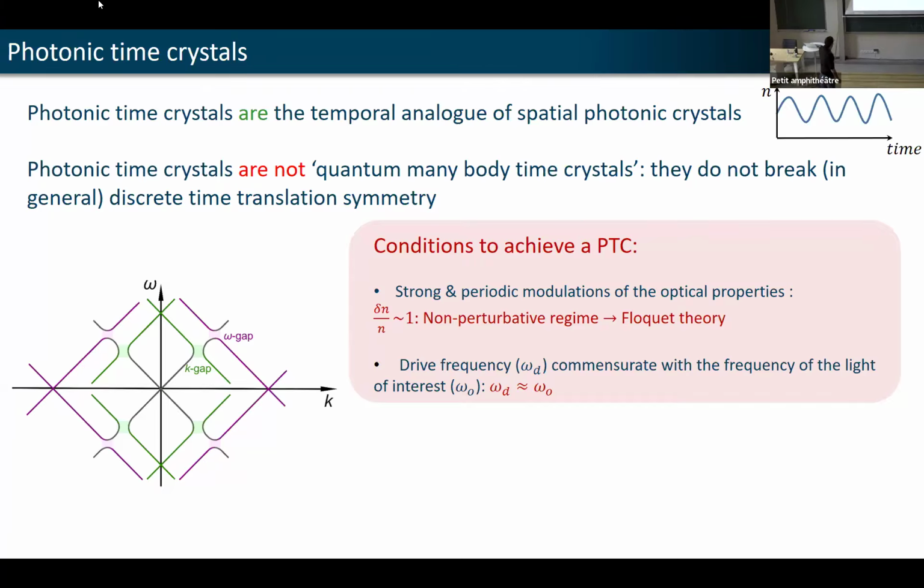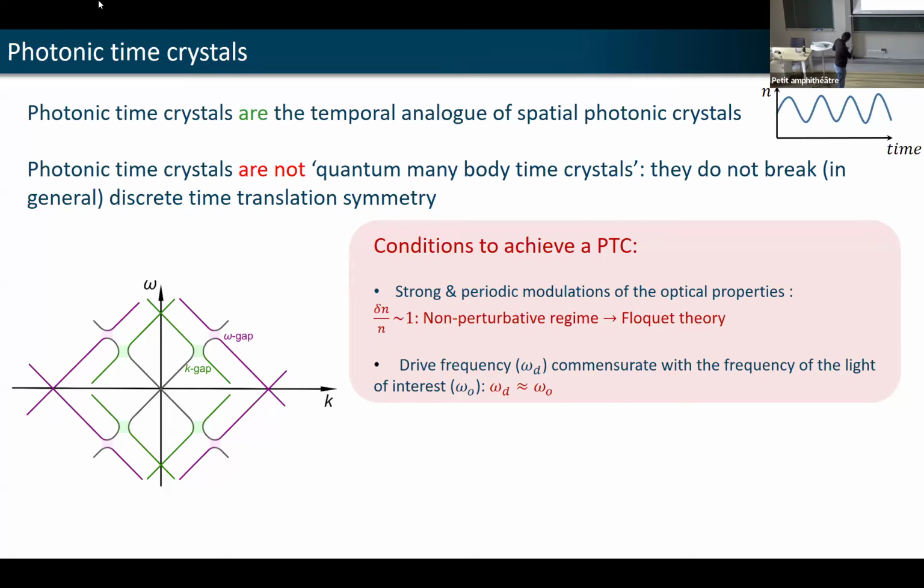So what do you need to do to achieve a photonic time crystal? You need to fulfill two conditions. Okay, you need to have a very strong and periodic modulation of the optical properties. When we say very strong, it's very strong because, for example, if you take the refractive index, you would like it to modulate on the order of 100%. In analogy with a spatial photonic crystal, where you have a very large dielectric contrast of your refractive index, spatially structured, typically between 2 and 1.